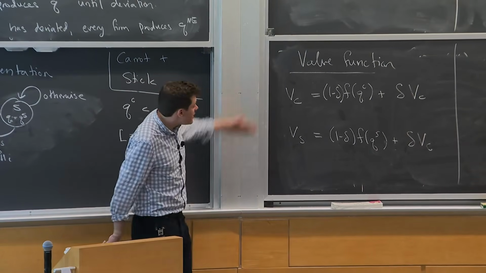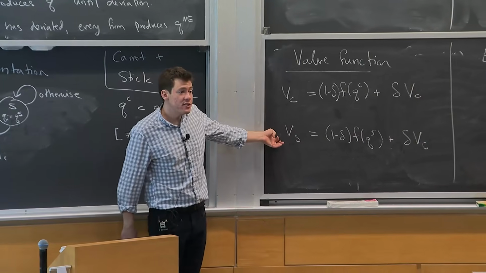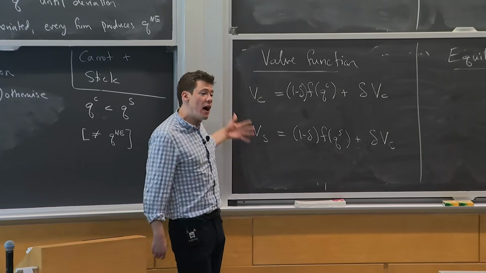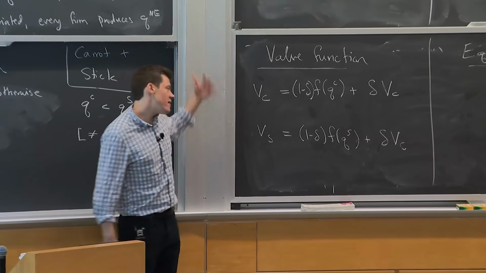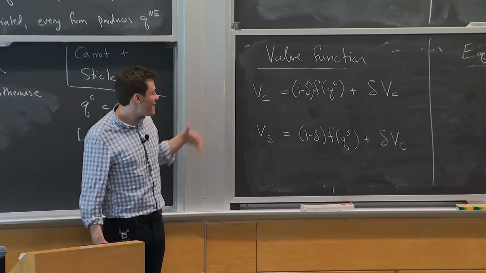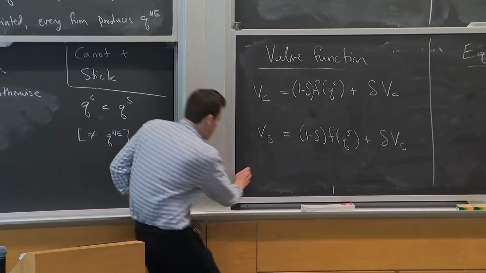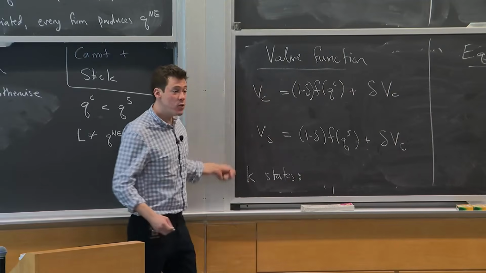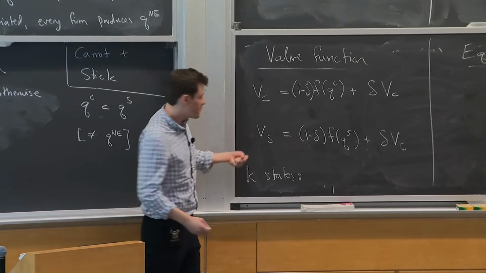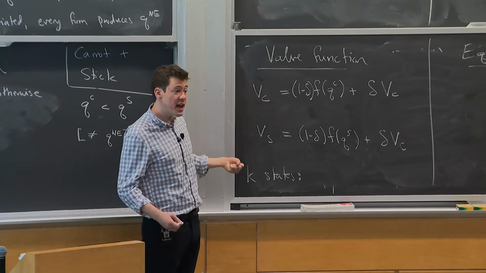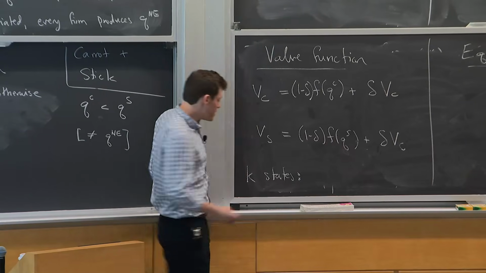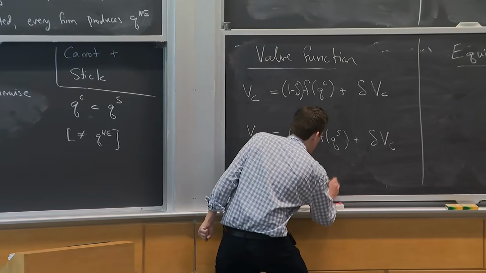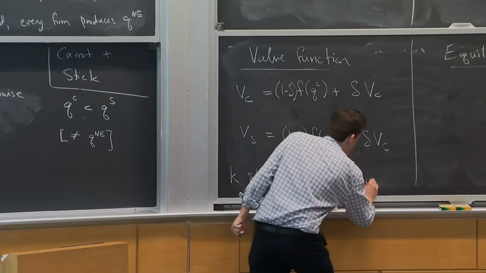Now, in general, you can see we're going to have a system of equations with however many states there are. If there's k states in general, we have k equations and k unknowns, because we have to specify the value in each state, and we have a formula for each of these. So we get k states and k unknowns.